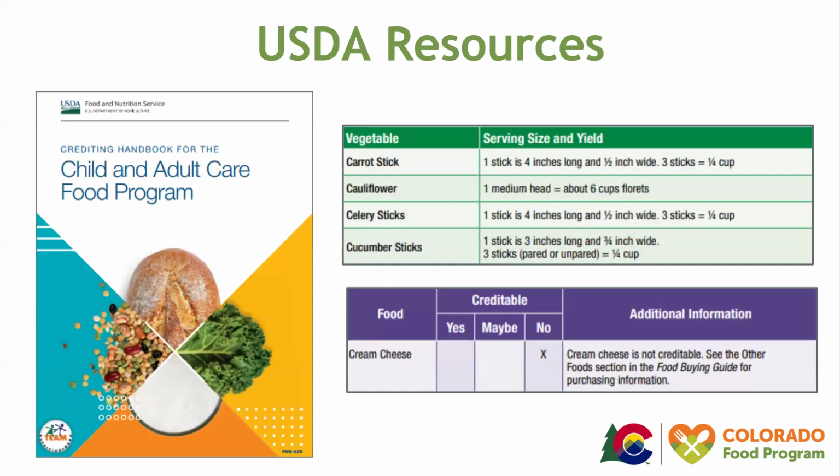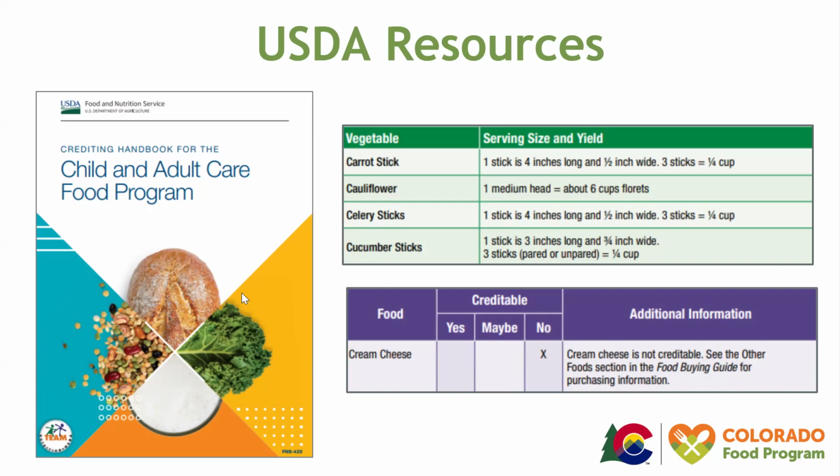There are lots of resources available from USDA for figuring out if different foods are creditable. The crediting handbook is extremely helpful. I prefer to use the digital version because then I can search different foods in there to see if they're creditable or to get guidance on some portion sizes. The green chart on this slide is copied directly from the handbook.